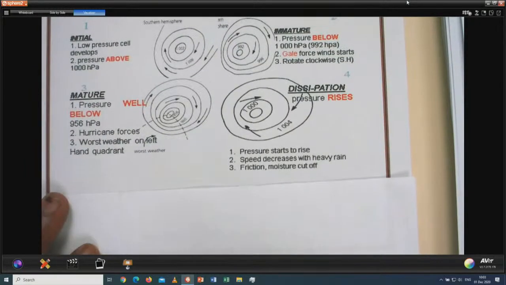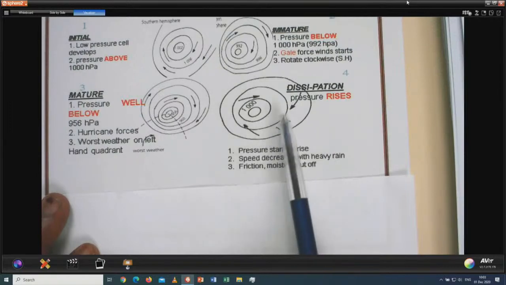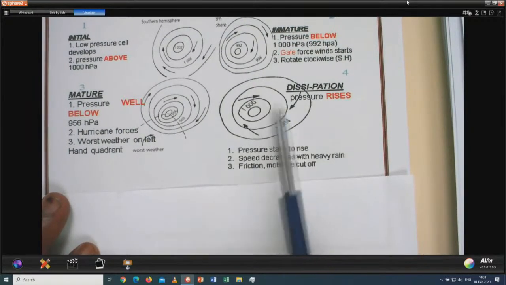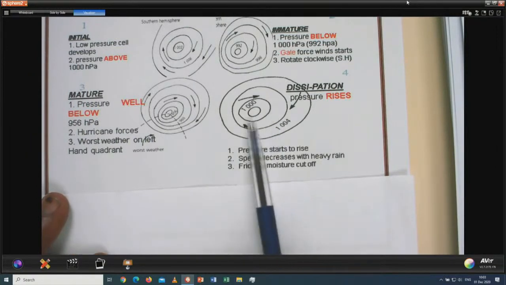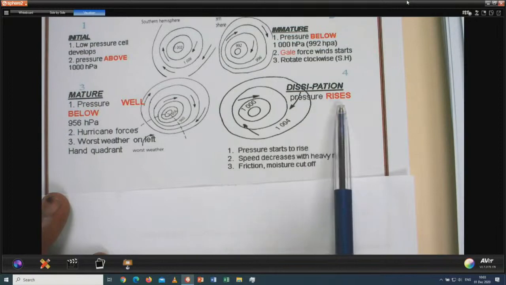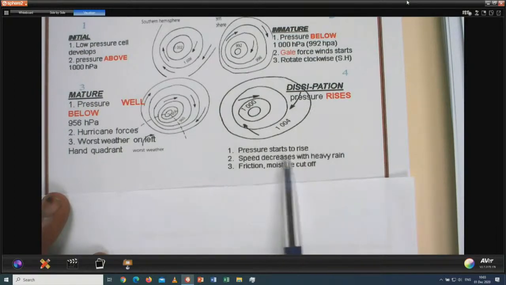We now go to the final stage, which may happen on reaching the land or on colder surfaces of water. Dissipation will take place and pressure rises again. Pressure starts to rise, speed decreases with increasing friction, and moisture is cut off. Right now, we are moving as fast as possible.